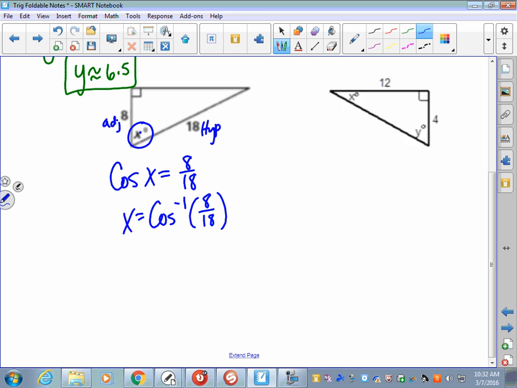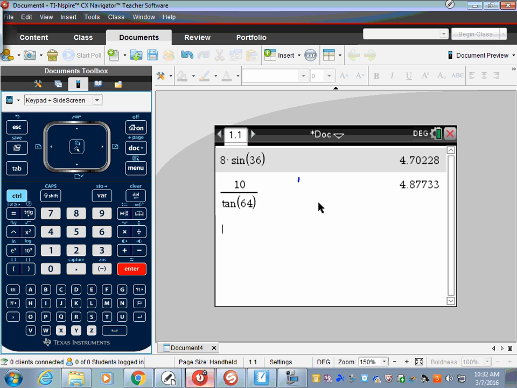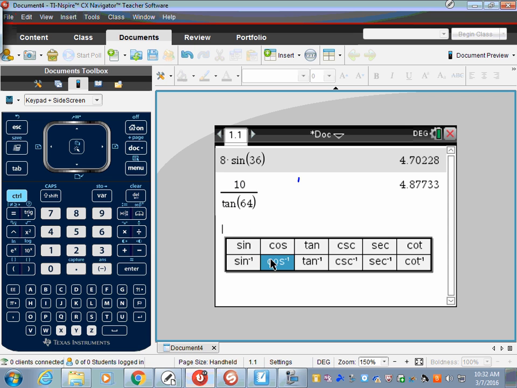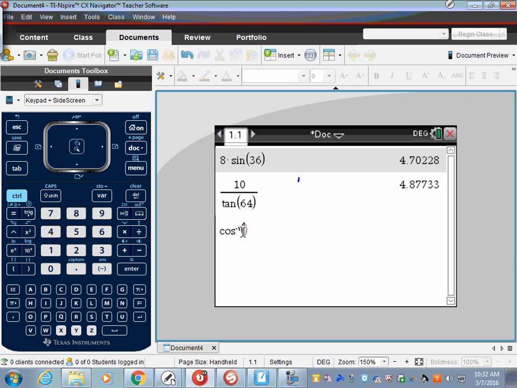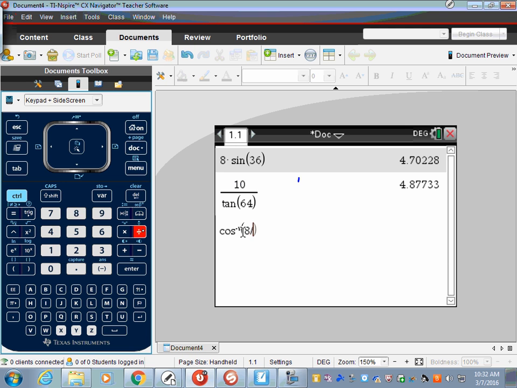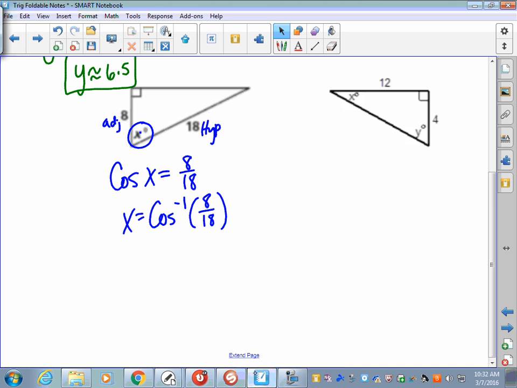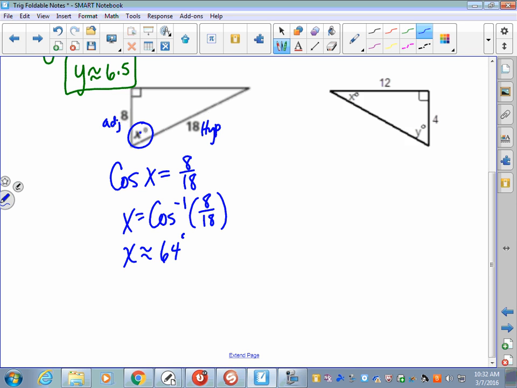Because we're trying to find it. So we got to go to our trig, cosine inverse. Adjacent and hypotenuse. So it'd be 64. When it comes to angles, you round to the whole number. You're going to round to the nearest whole number for degrees, because we're trying to find the angle.